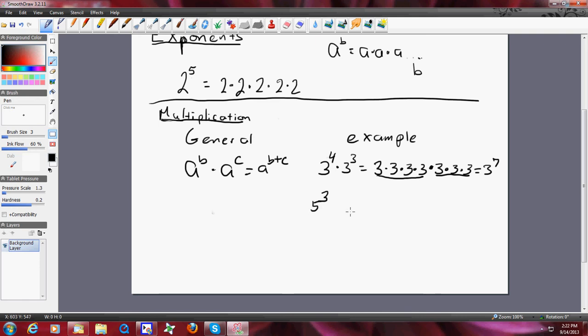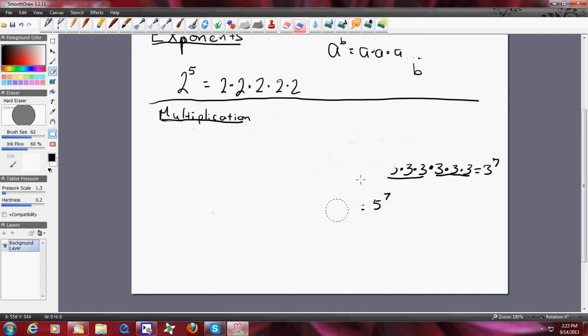I'll give you one more example. Let's say 5 cubed times 5 to the 4th does not equal 5 to the 12th. It equals 5 to the 7th, because you really have 5 times 5 times 5 times 5 times 5 times 5 times 5, which is 5 to the 7th. All right. I'm going to do one more. No, I probably shouldn't have erased that. That's okay. I did, so no problem.